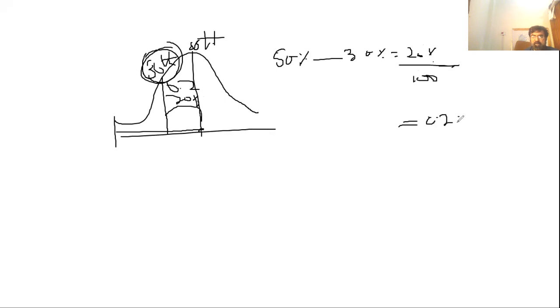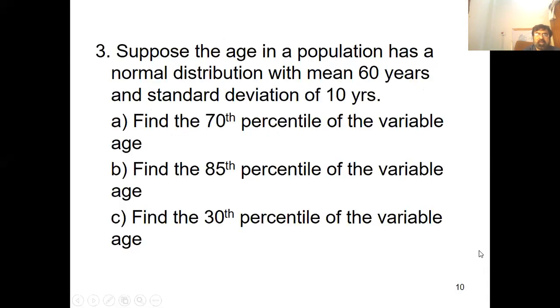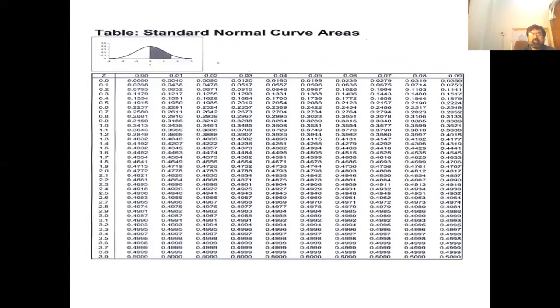Now look, the area of 0.200. I don't think this area exists in the table. We will try what we have in the table. The area 0.200.